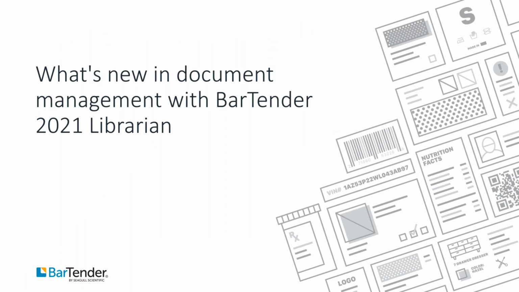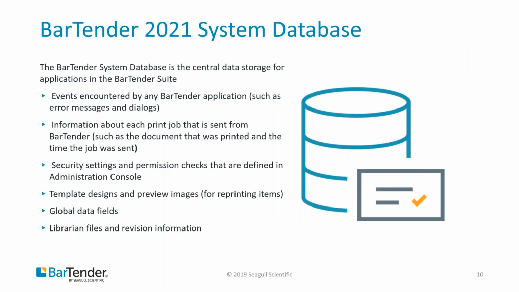So we'll begin with what's new in document management with BarTender 2021 Librarian. And at the backbone to that, the BarTender system database. So a little review on that first, just so we're all up to speed on it. The BarTender system database is the central data storage for applications in the BarTender suite, and its use has significantly grown in the last few versions of BarTender.